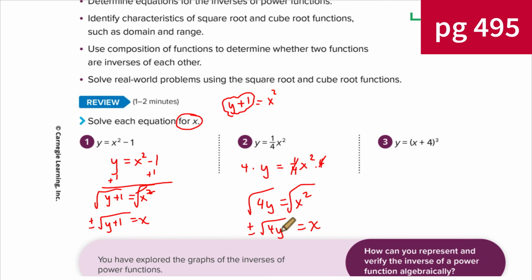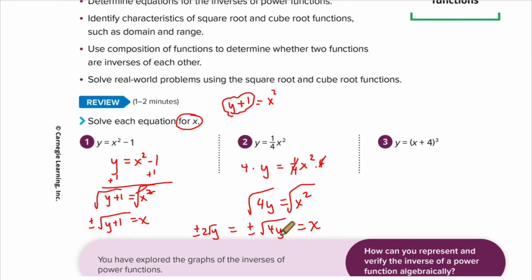And you know what some people might do? They might take that 4 out. Yeah, can we do that? And we'll just call it plus and minus 2 square root of y. But I'm not going to worry too much about bringing that 2 out if that is a little crazy for you. Today's lesson, man, we are going to do some crazy stuff.